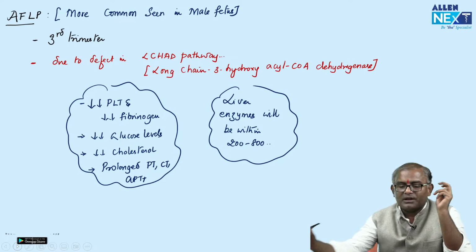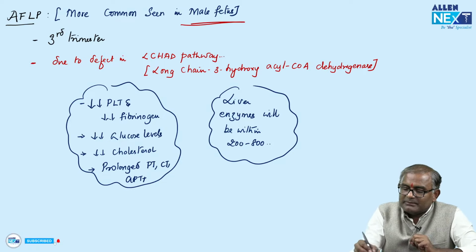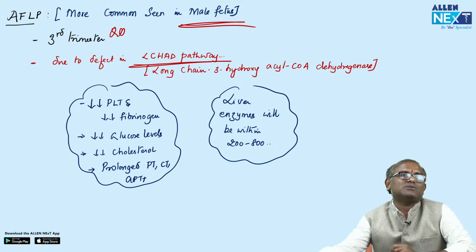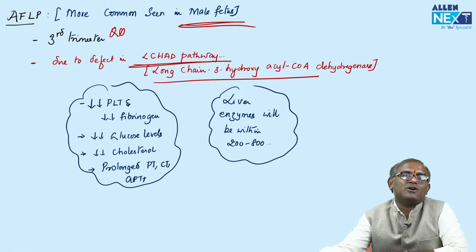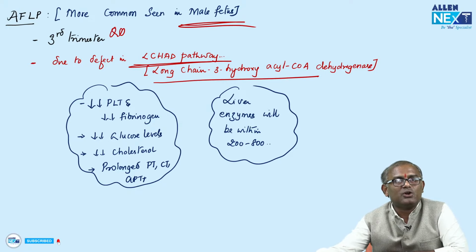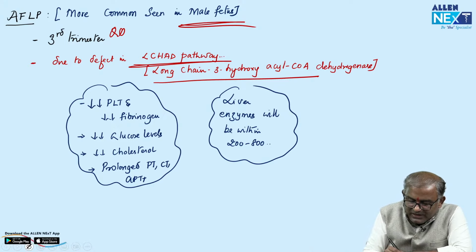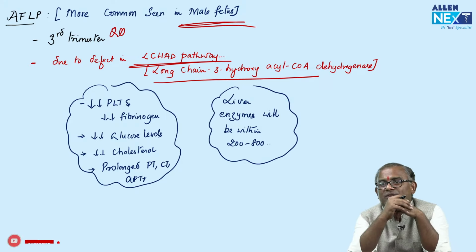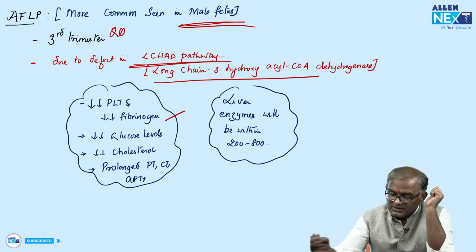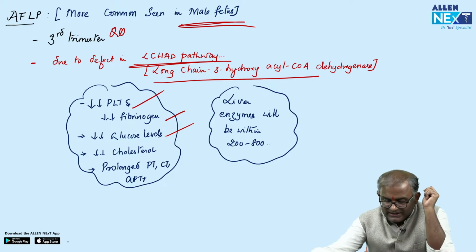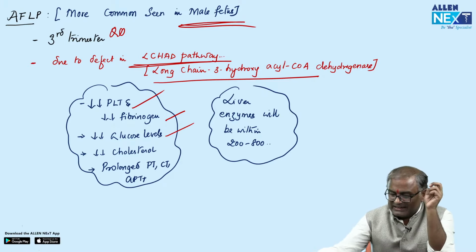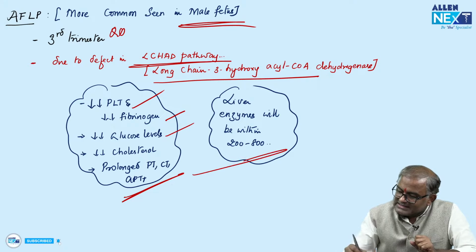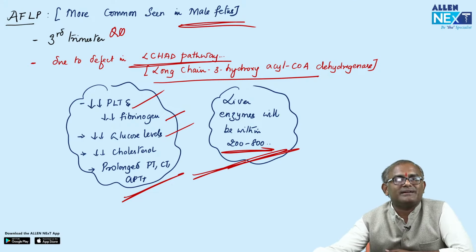Few golden points on acute fatty liver of pregnancy: more common with a male fetus, in the third trimester, due to a defect in the LCHAD pathway. What is LCHAD? Long chain 3-hydroxyacyl CoA dehydrogenase pathway. It is a liver pathology, that's why all clotting factors will be decreased in AFLP. That means decreased fibrinogen, decreased platelet count, decreased cholesterol, and prolonged prothrombin time, clotting time, and APTT. Liver enzymes will be within the range of 200 to 800. You got the point, doctor?